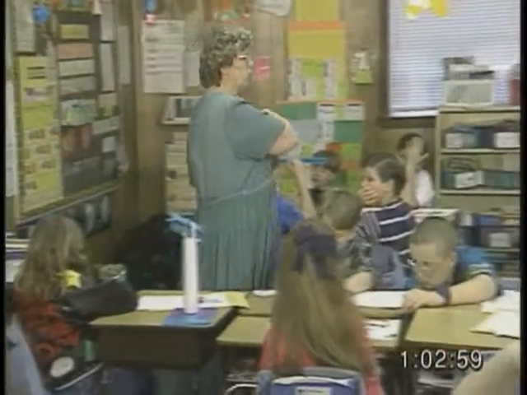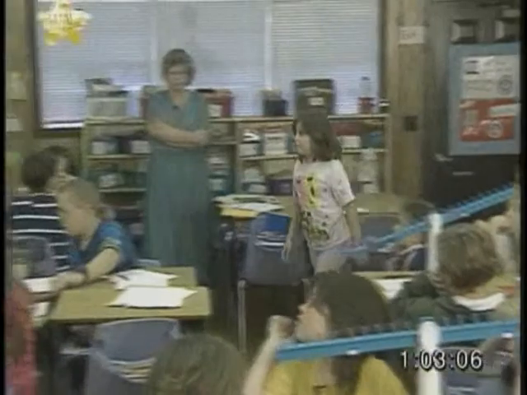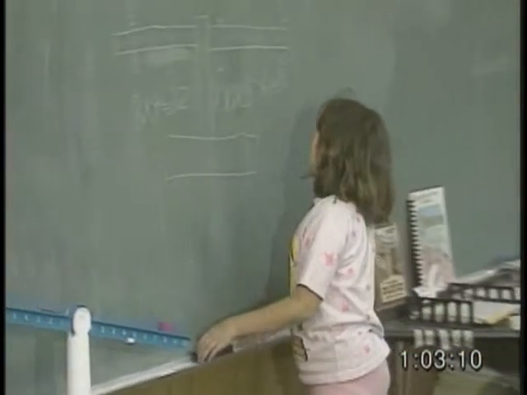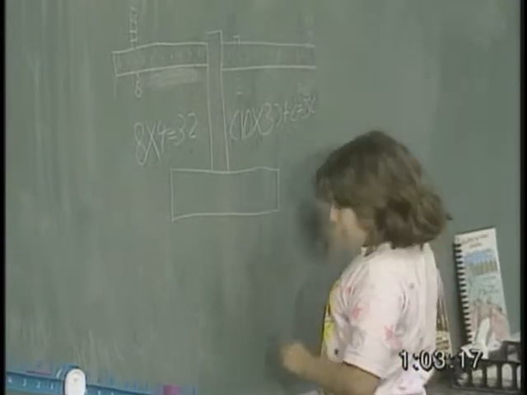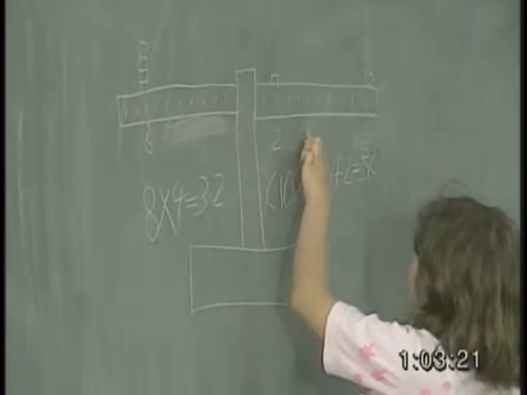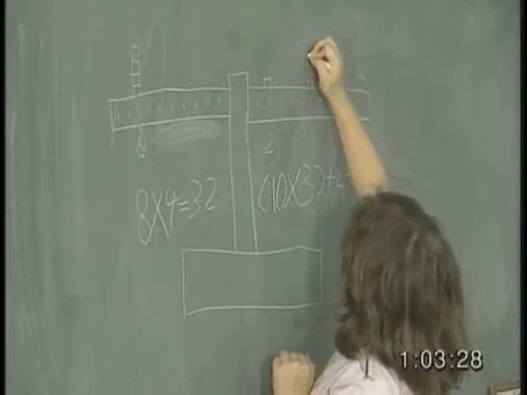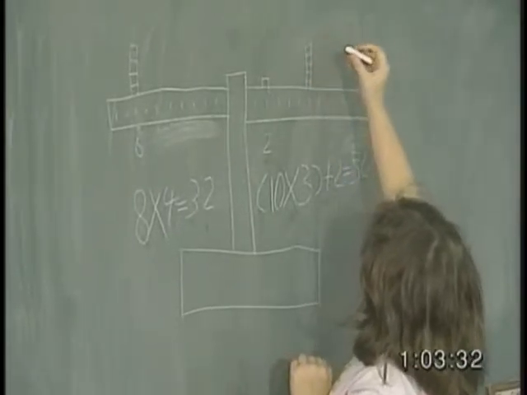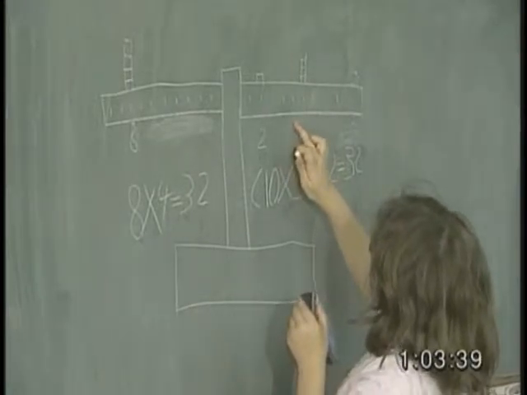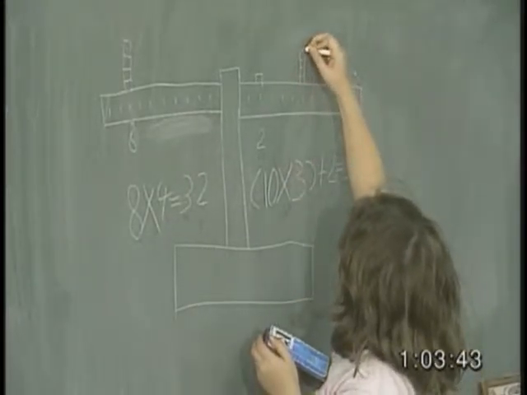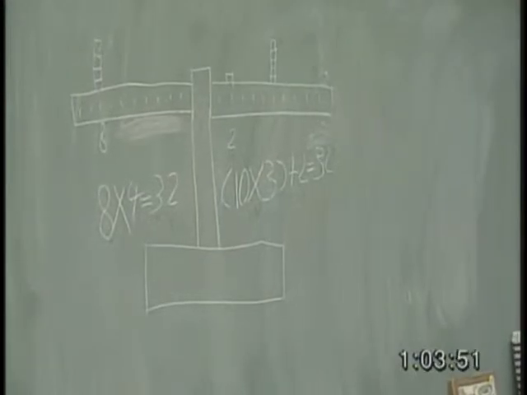Now, Becky, a minute ago, you had a different solution. Would you go up and do that one for us? Erase that and do the one that you have. Now, can you write a number sentence underneath to show us how that works?